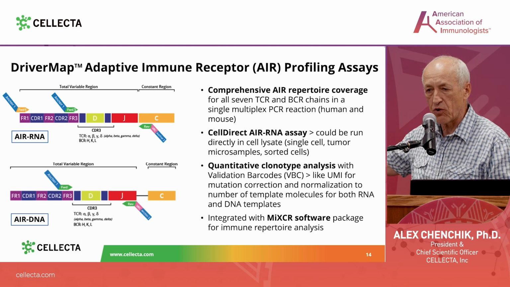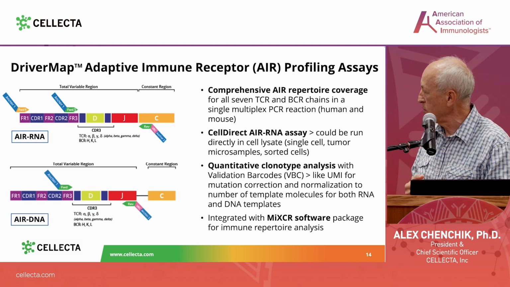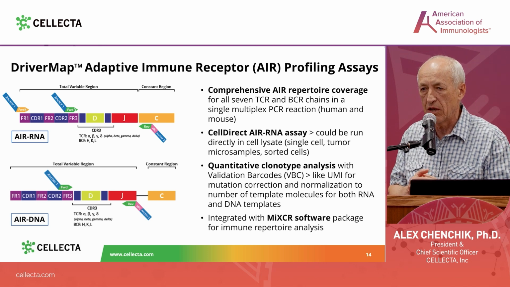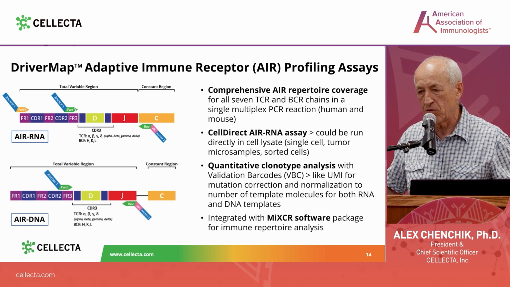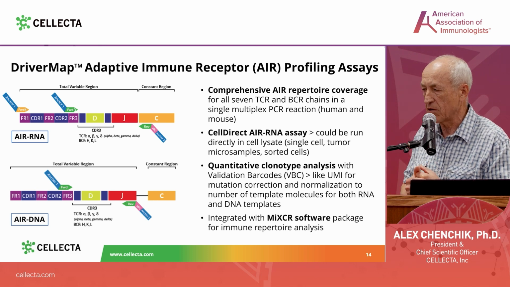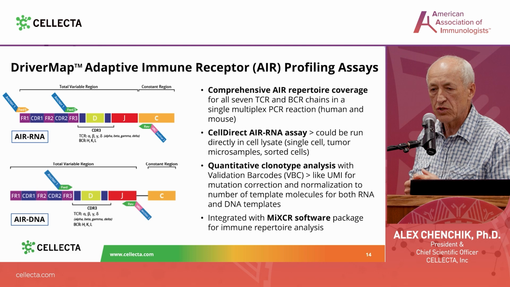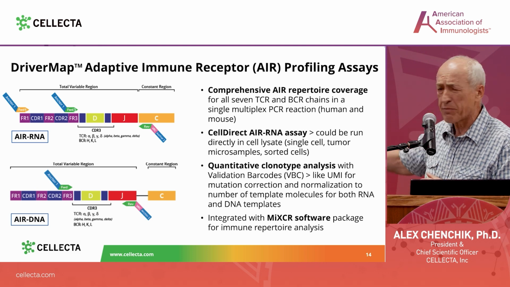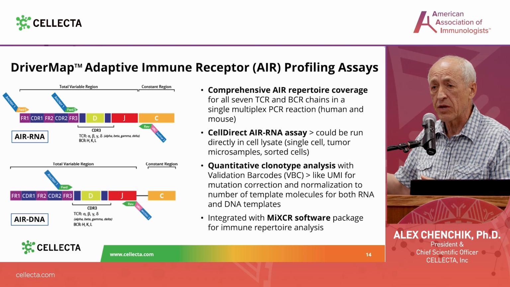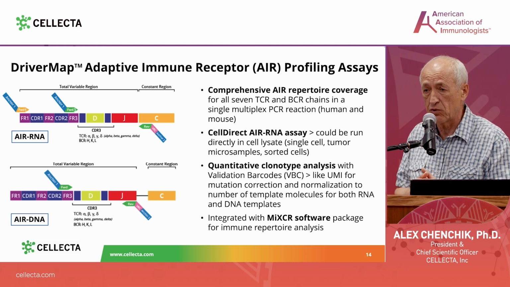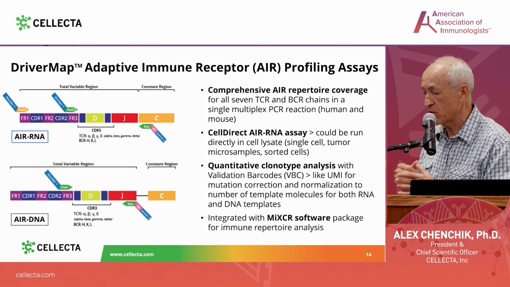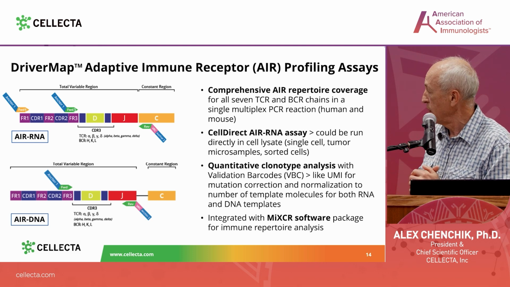information about expression level or copy number of a specific target in the biological sample. And here's an example of the AIR assay. What is good in this assay is that we design primers which allow amplification of all 7 chains of the T cell receptor or B cell receptor in one reaction if you use RNA as a starting material. The technology incorporates primers only against functional isoforms. It can also be run directly in cell lysate. Very often you don't even need to purify RNA or DNA; you can just use cell lysate for this reaction.